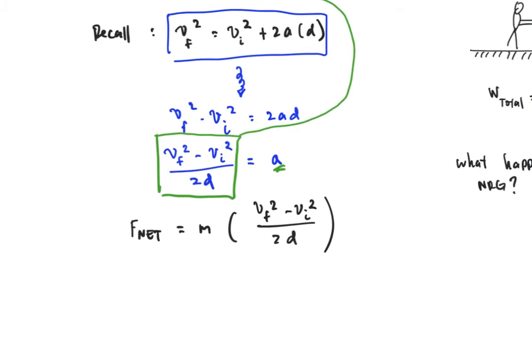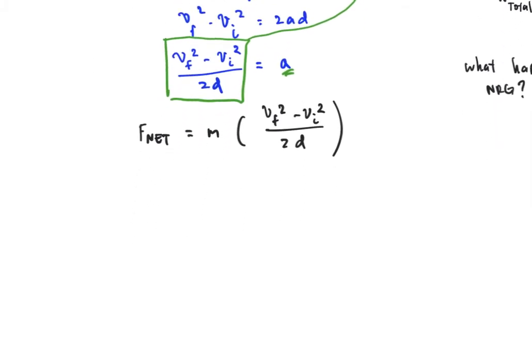And I'm going to rewrite this slightly. I've got a 2 in the denominator, so I'm just going to pull 1/2 out front. Dividing by 2 is the same thing as multiplying by 1/2, right? So I could write this as F net equals 1/2 m times v final squared minus v initial squared, all over d.